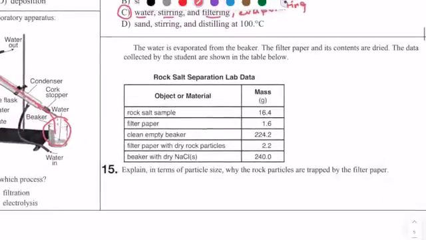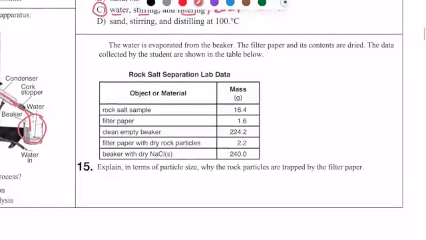For the next question, explain in terms of particle size why the rock particles are trapped by the filter paper. Remember, filtration depends on the particle size. This is also a very common question. It hasn't shown up specifically on the exams that I looked at, but just make sure that it can show up.